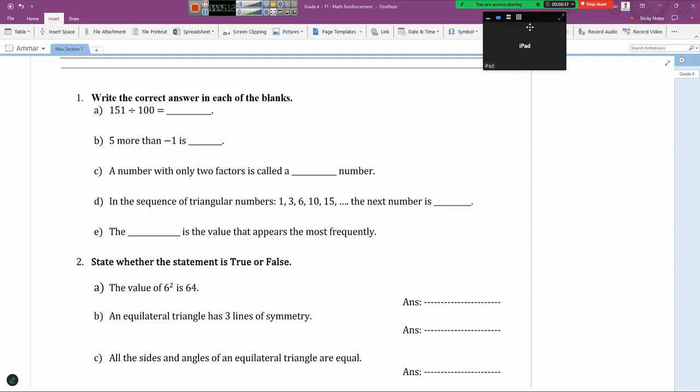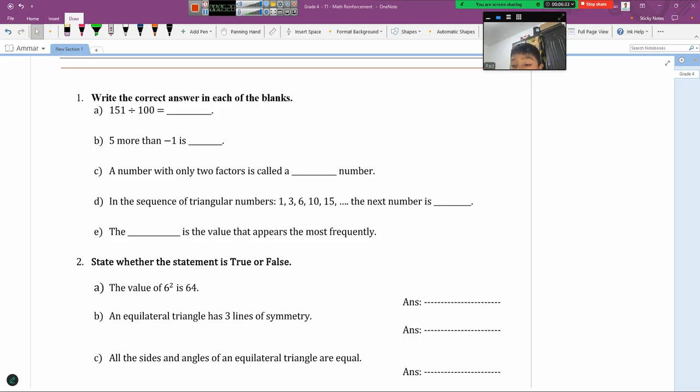Okay, so should I explain all the questions or do you have any specific doubts? Sir, I'll tell the answers. Okay, I will correct them. So what's the answer for the first one? 1.51. That's correct. What about the B part?